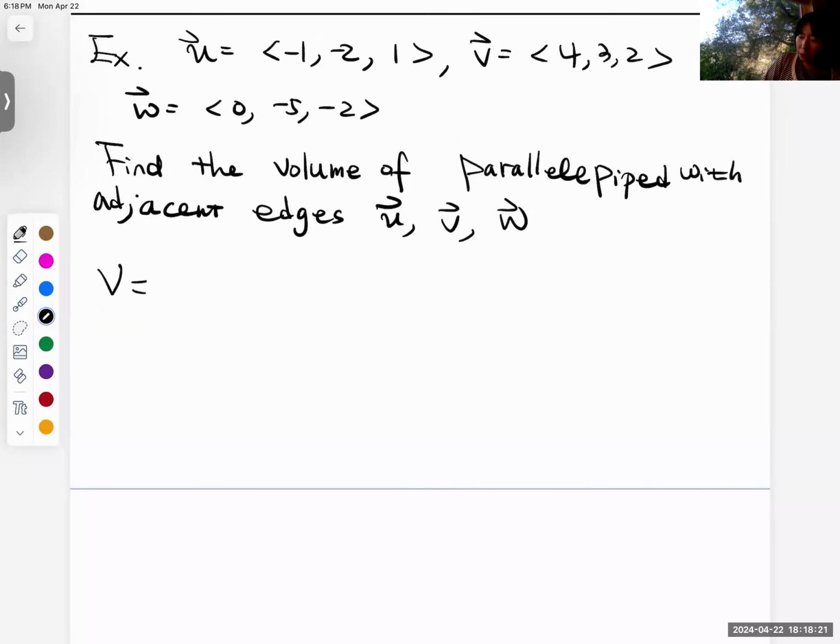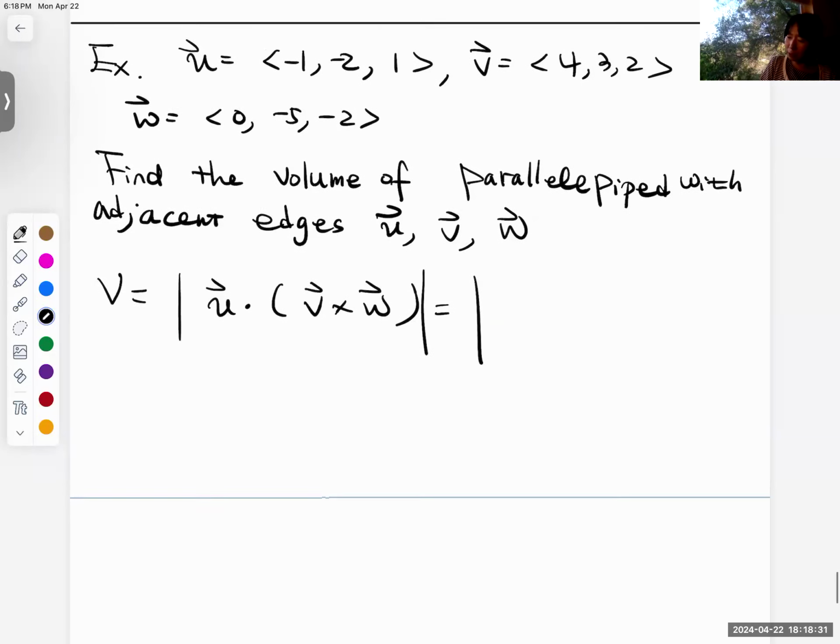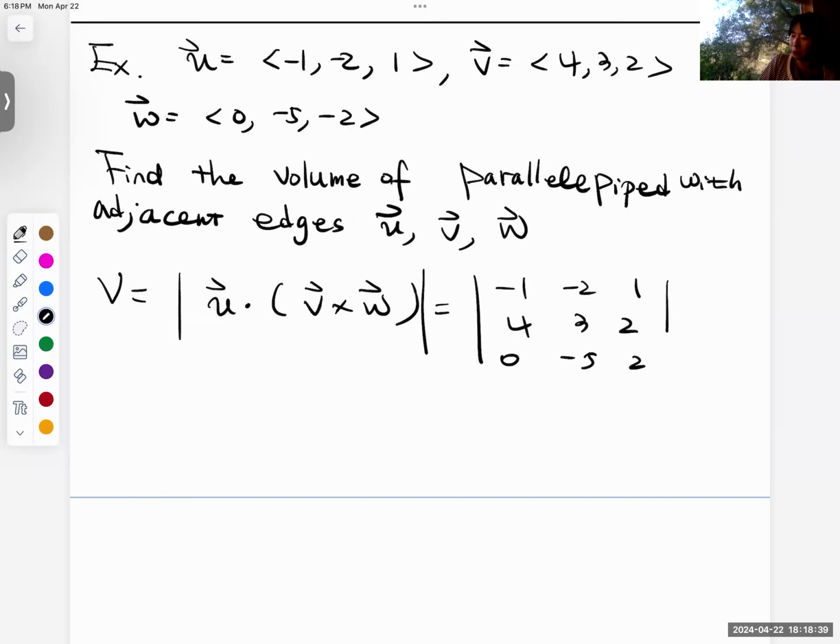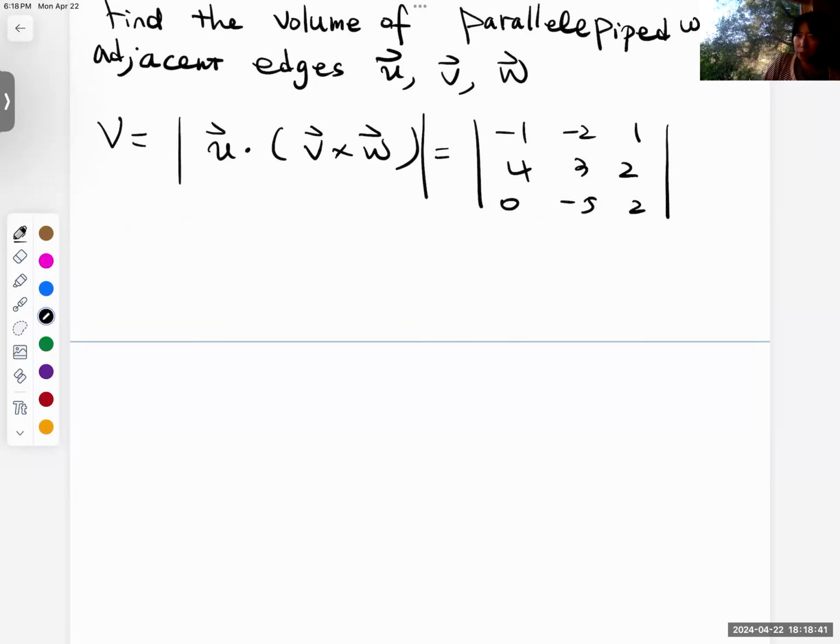Okay, so V equal to, we are using the formula. So we knew that will be -1, -2, 1, and 4, 3, 2, 0, -5, 2. Okay, since we don't have time, I'm going to just do it. But at home, you try by yourself. So we want to make an absolute value because it's a volume. We don't want negative. So the whole thing is absolute value.